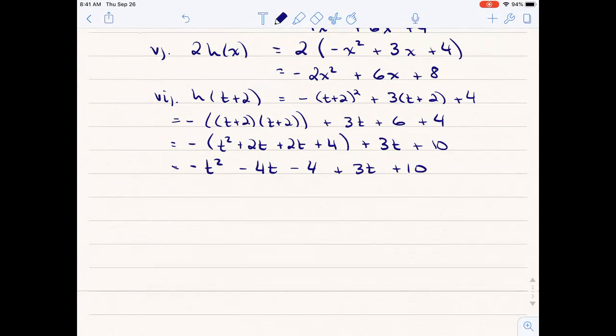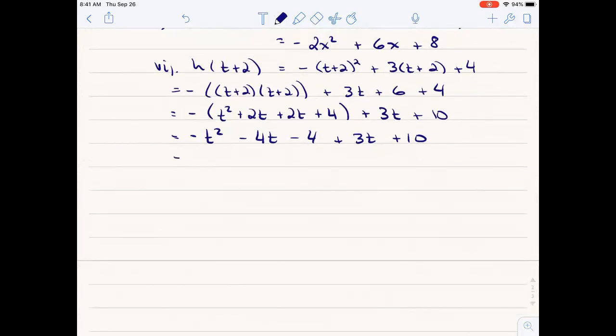We can collect the t's and the constants, the 4 and the 10. Negative t squared. Negative 4t plus 3t is negative t. Negative 4 plus 10, 6. Nice. Good.